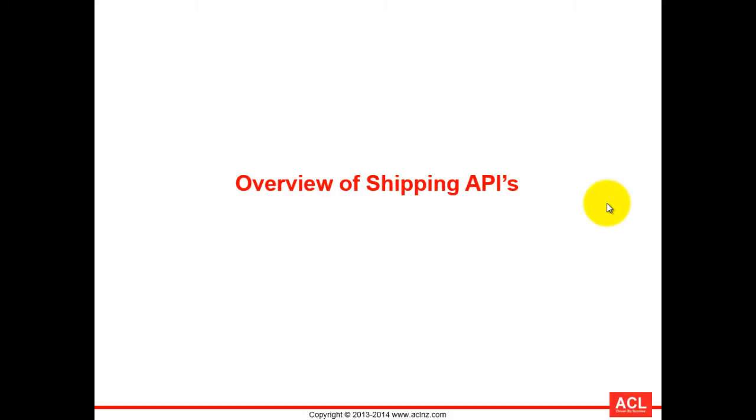Overview of shipping APIs. Oracle has provided a number of APIs which can potentially be used to import sales order or shipping related information in the order management module. These are called public APIs and they are considerably faster in comparison to the open interface import programs such as sales order or delivery import. So let's go through a couple of these APIs.